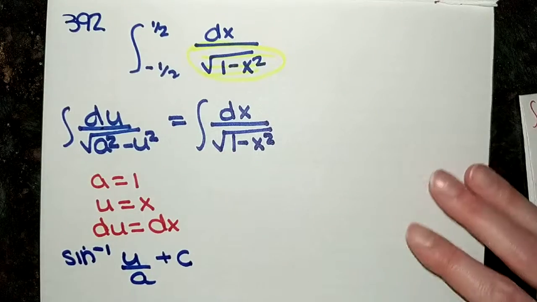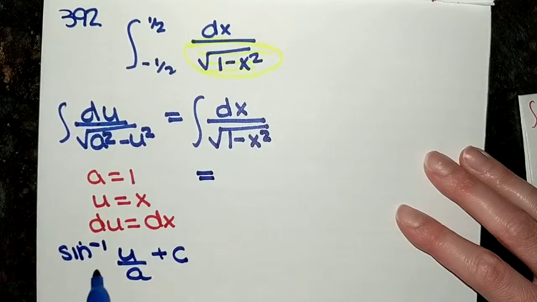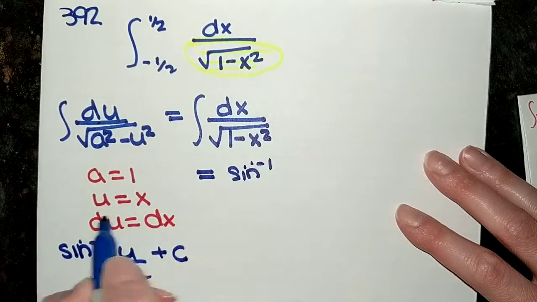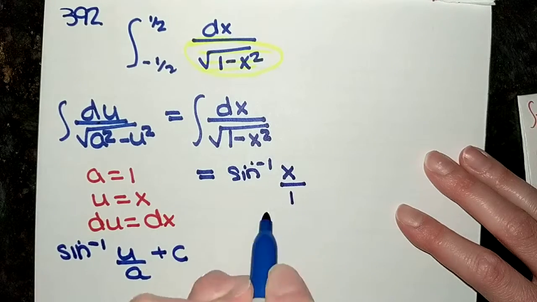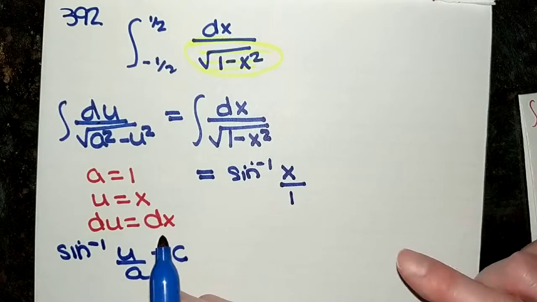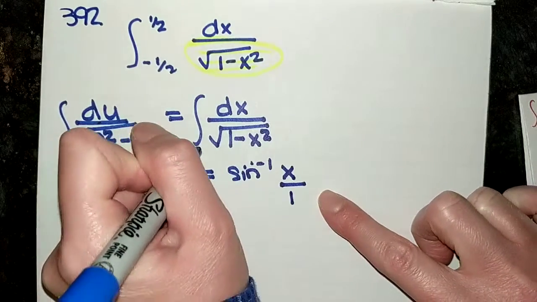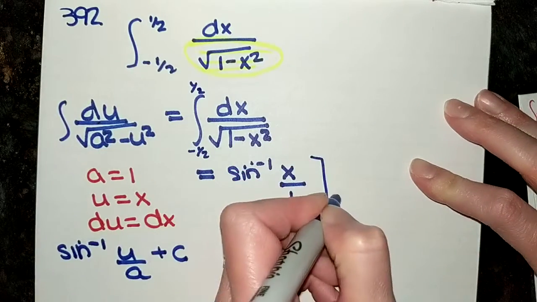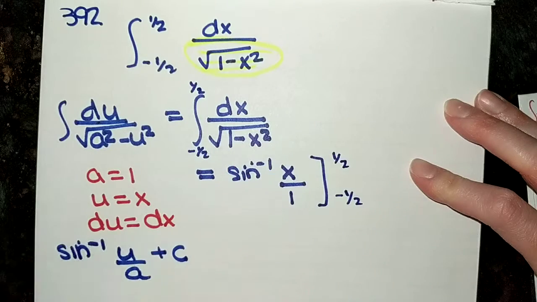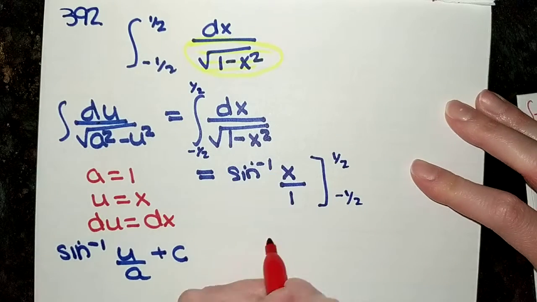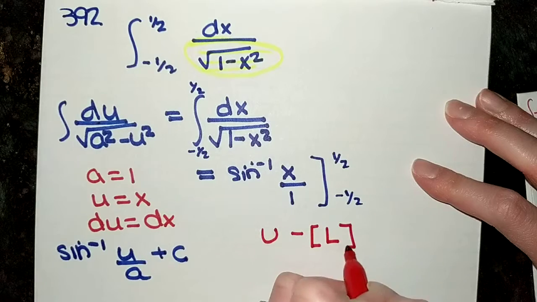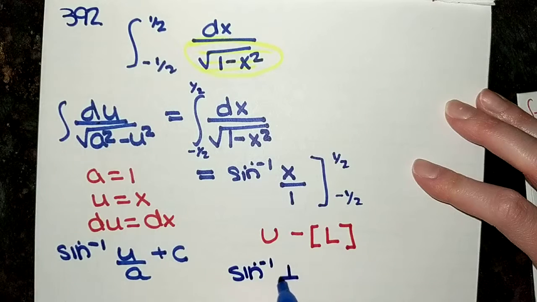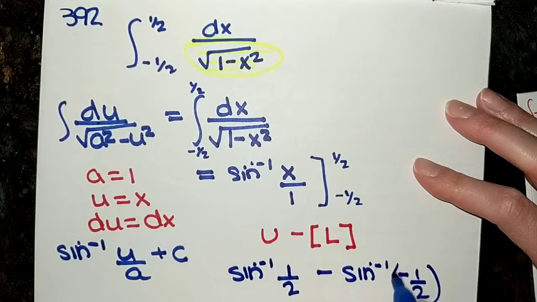So for this one, you will say that it's equal to sine inverse of x over a, which is 1. And then you'll notice here that we can't put the plus c, because we do in fact have bounds. We have the negative 1/2 to 1/2, so we're going to have to plug in those bounds. When we plug in those bounds, it will be the upper bound minus the lower bound. So we will be looking at sine inverse of 1/2 minus sine inverse of negative 1/2.